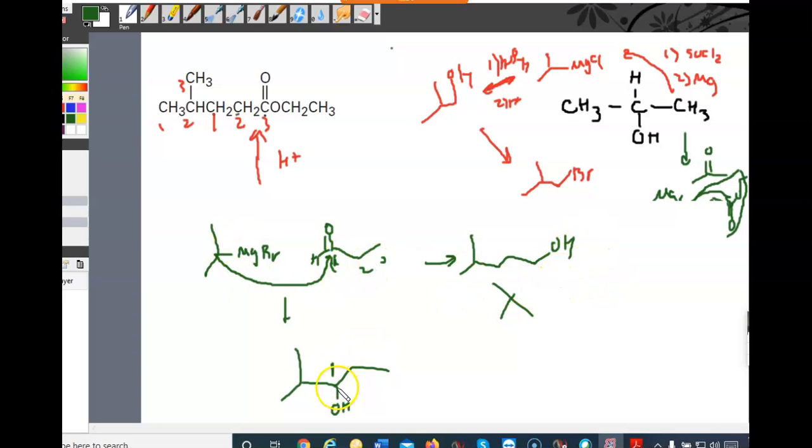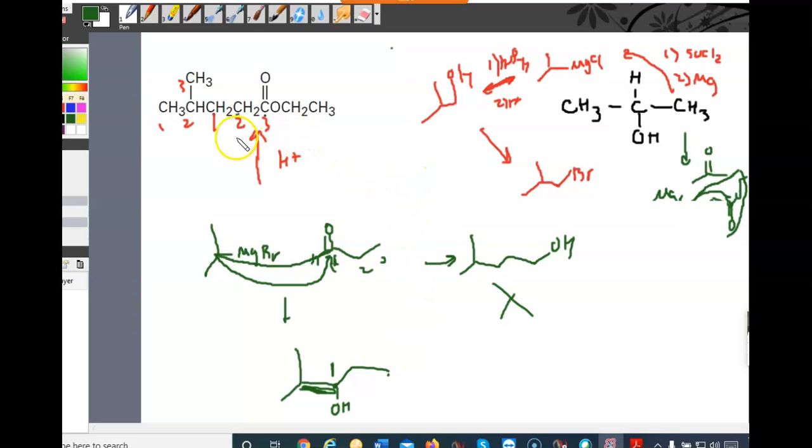Remember that this is where the OH is going. Wherever the carbon with the Grignard is going attaches to the carbon that has a carbonyl. At this point, there's no way that I can walk this OH over to here. So that's why I can't just do this. I have to put each carbon on one at a time. And if I tried to eliminate this, I would get a double bond here, at the more substituted position.